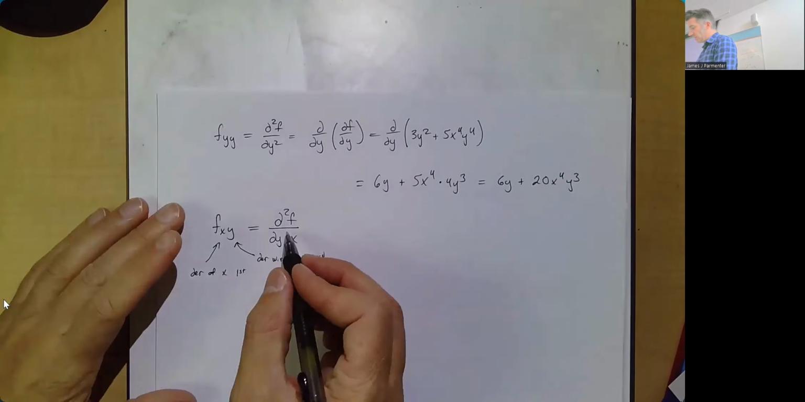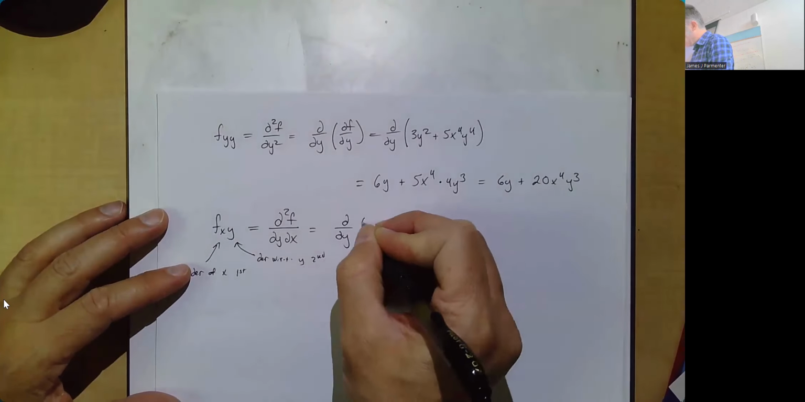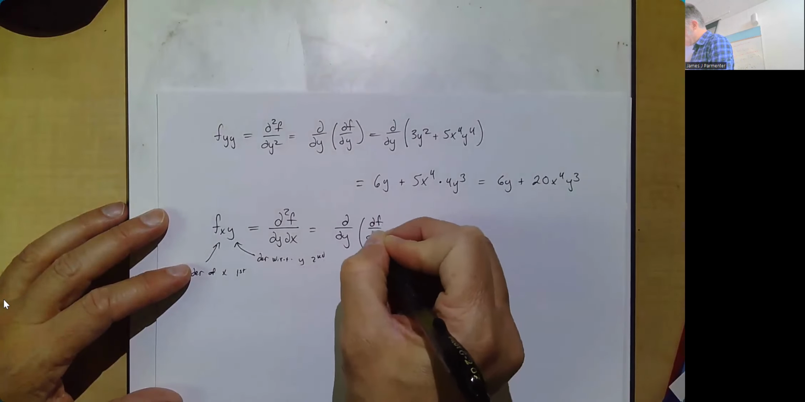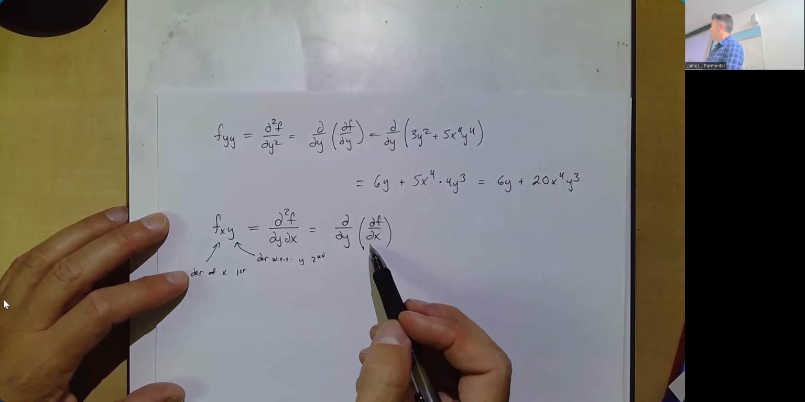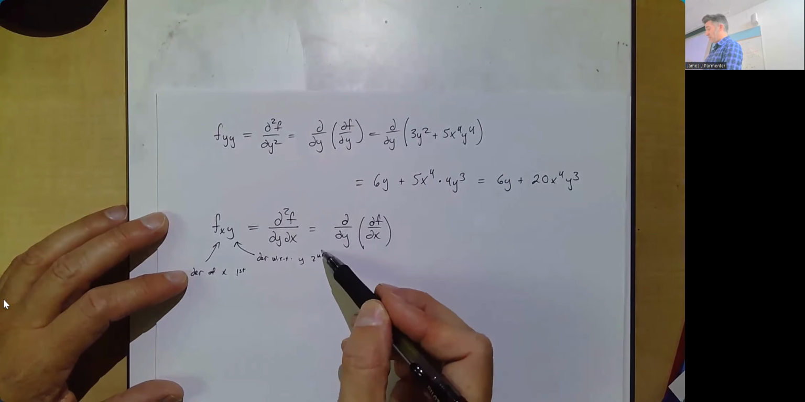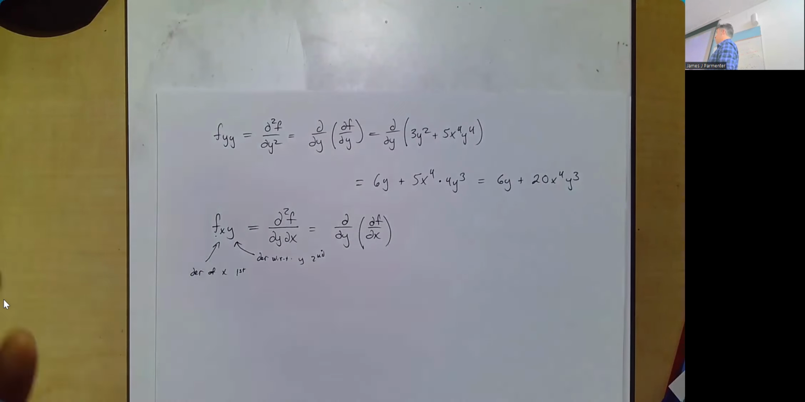The reason this is written this way is because this really means the derivative with respect to y of the derivative of the function with respect to x. So you're doing the derivative with respect to x first, and then the derivative of that with respect to y second. That's why you write it that way. So yeah, they are kind of backwards from each other, and you just kind of have to live with that. There is some good news though, which you'll see in just a second. So don't worry too much about it.